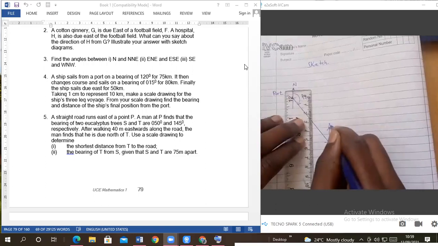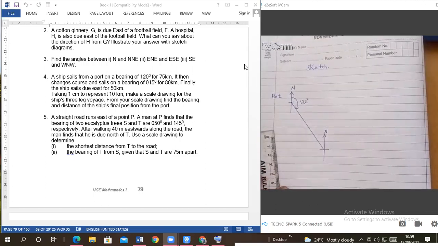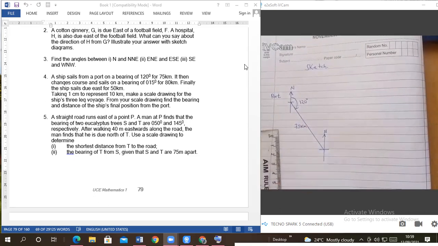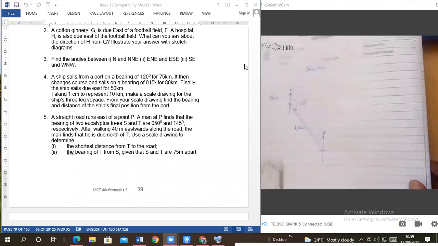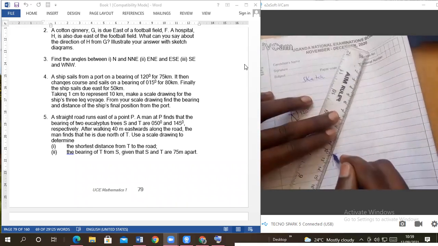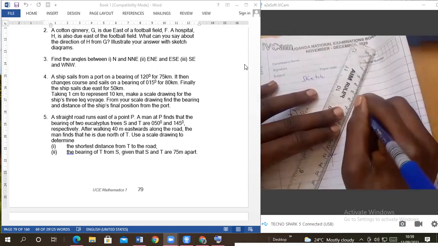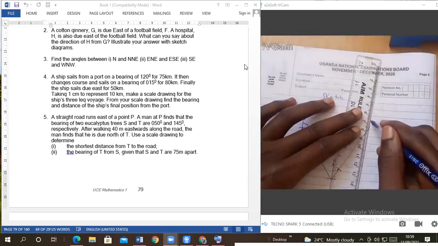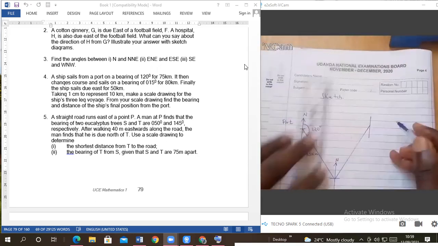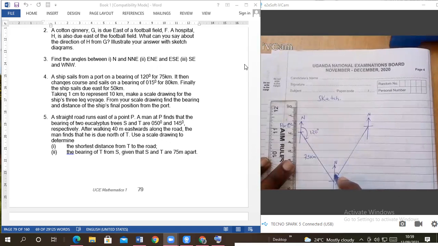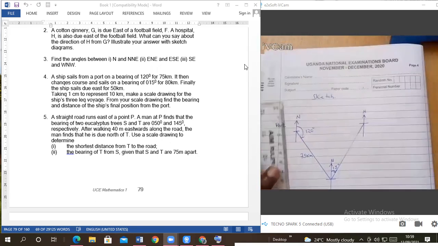We have that. Then they said the distance is 75 kilometers. This is 75 kilometers. Then it changes course and sails on a bearing of 15 degrees. Members, where will 15 be? 15 will be somewhere here. So that's our north. So this angle is what? Members, this angle is 15 degrees.